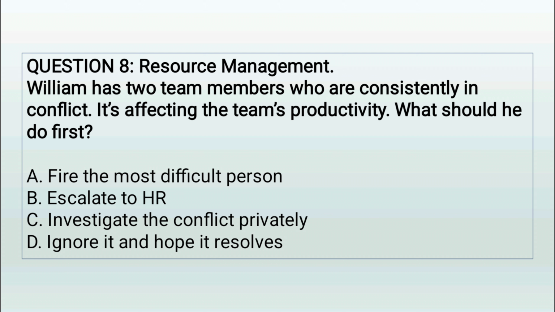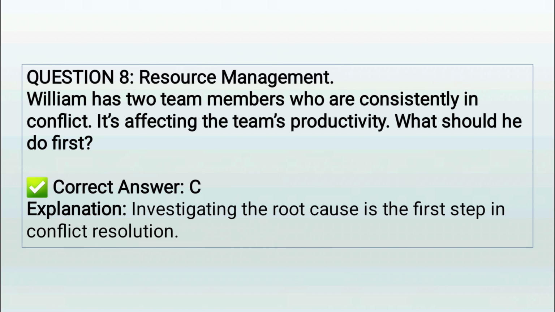Question 8. William has two team members who are consistently in conflict. It's affecting the team's productivity. What should he do first? A. Fire the most difficult person. B. Escalate to HR. C. Investigate the conflict privately. D. Ignore it and hope it resolves. Correct answer: C. Explanation. Investigating the root cause is the first step in conflict resolution.